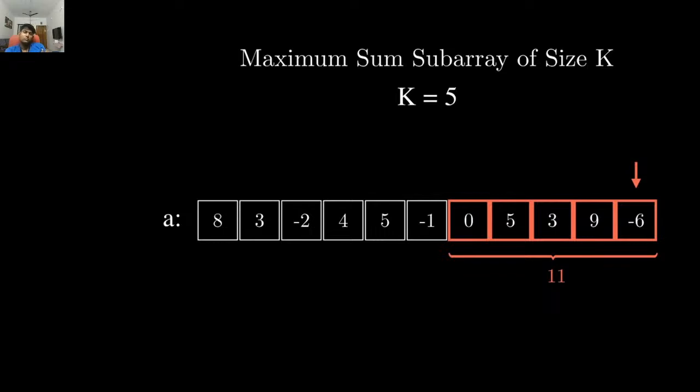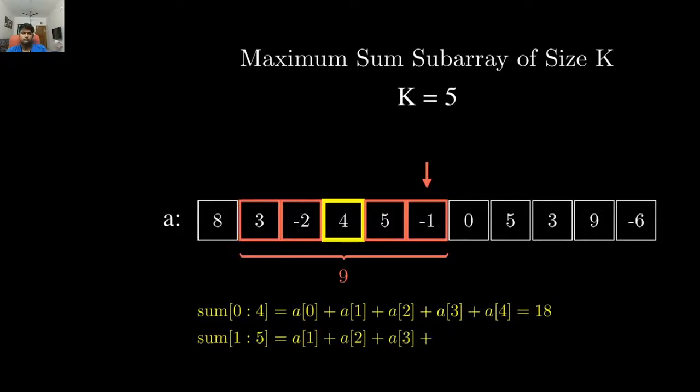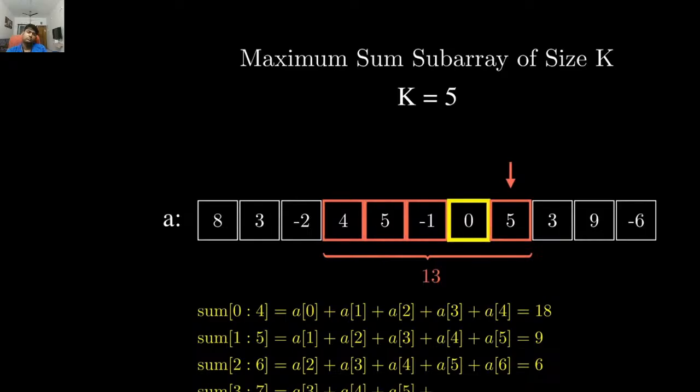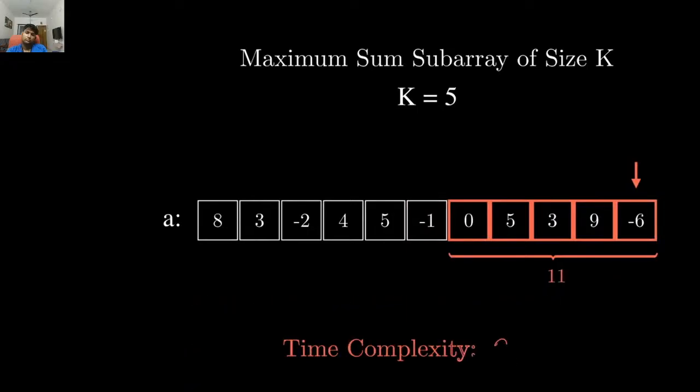In the case of this array, we would start from index 4 and compute the sum of the first 5 numbers, then move to index 5 and compute the sum of these 5 numbers, then move to index 6 and so on. So for each ending index, we would calculate the sum of k numbers and finally get the largest one out of those. As we calculate the sum of k numbers for each of the endpoints, the algorithm complexity would be O of n times k.